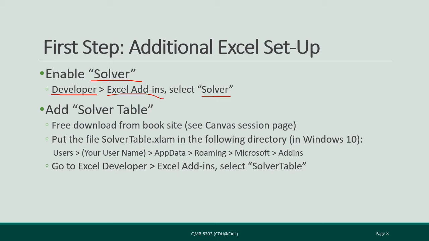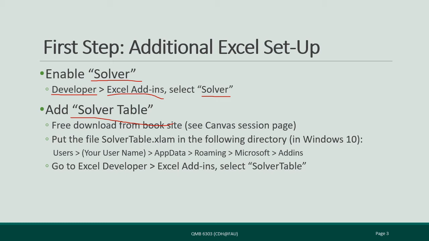There's also something else that's used in this session called solver table. This is an add-in written by one of the authors of the book, and you just have to download it from the book site. It's actually listed on Canvas, but you can also find the instructions on page 593 of the book. You can follow the instructions and install solver table, or I find it easier just to put the file in a special folder so Excel can easily see that.